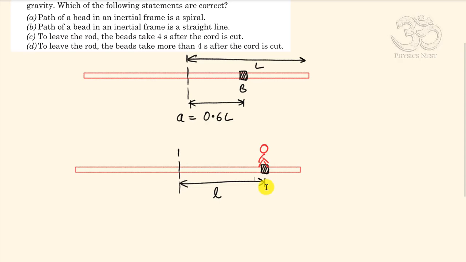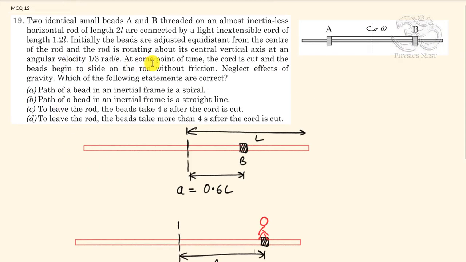I'm saying that particular instant because they have not said that the angular velocity of the rod is maintained at 1 by 3 radian per second. That was the initial value anyways. But as the beads start moving outwards, the moment of inertia of the system about the central axis changes, and so the angular velocity should also change in such a way that the total angular momentum of the rod remains conserved, because there are no external torques acting on this particular system.